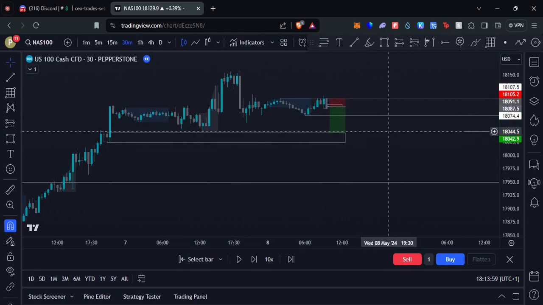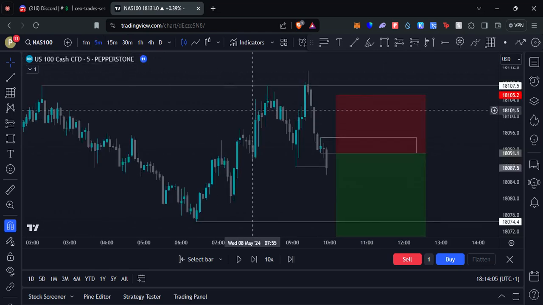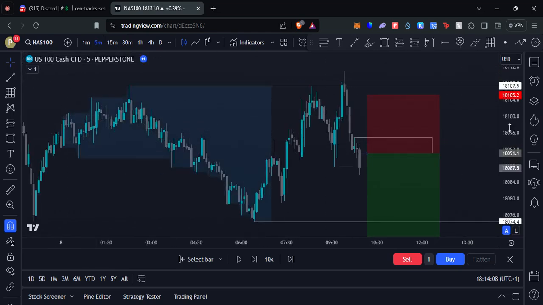Once we do that, we simply understand that this is a probability game. We're either going to get a stop loss or a take profit. Understanding that this strategy has a near enough 70% win rate, we can safely say that we are going to win more times than we are going to lose.